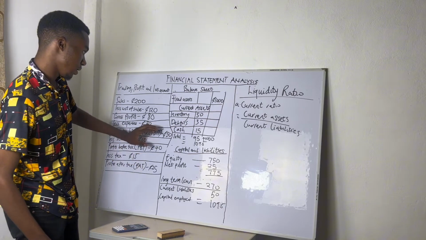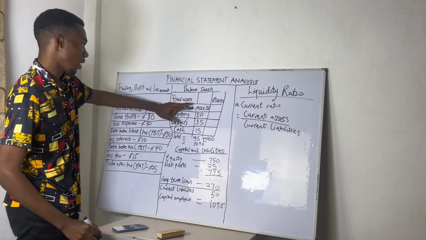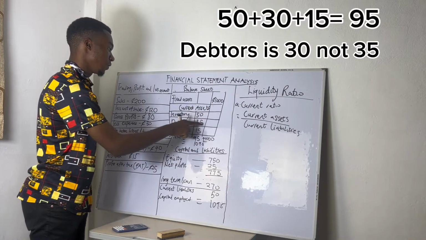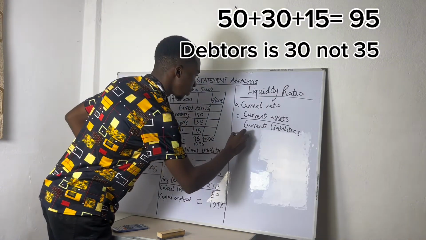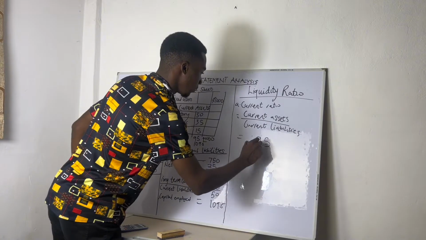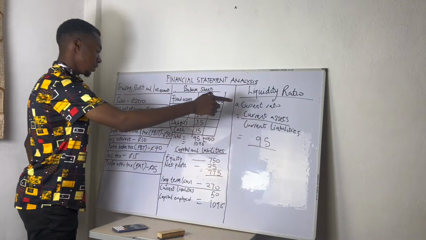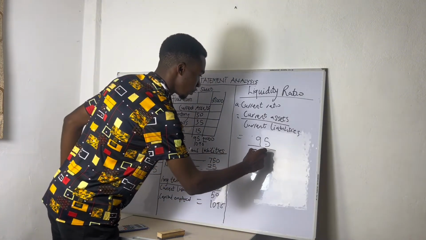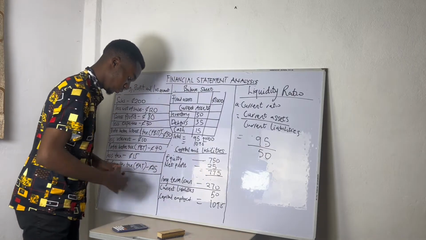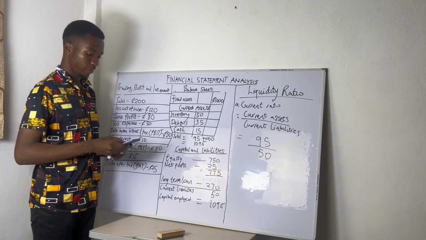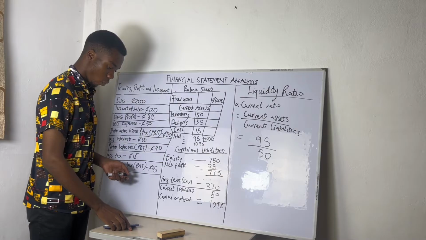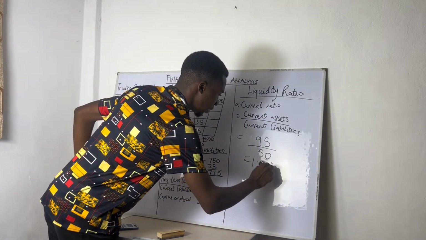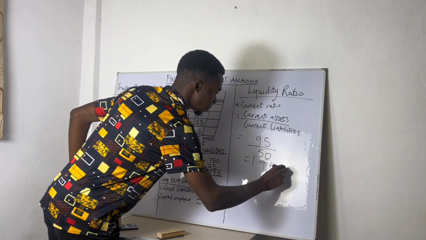So where's current assets? Current assets. So the total is 95. As you guys can see, 50 plus 35 plus 15. So current assets is 95. Then over the current liabilities. The current liabilities is here. They've given us the value, which is 50. So now we do 95 over 50. And we get 1.9. And this one, the unit is times.